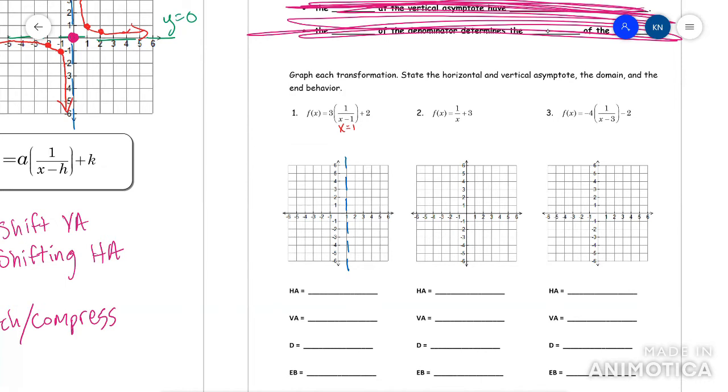And then I would look at this and realize I shifted up 2. So my HA, instead of being at 0, now it's at y equals 2. Let me make this blue, x equals 1. So my VA was at x equals 1. My HA was at y equals 2. So this line is just going to look something like this.